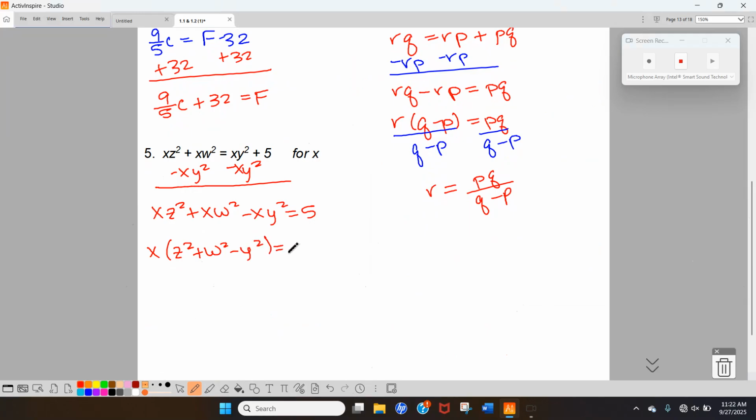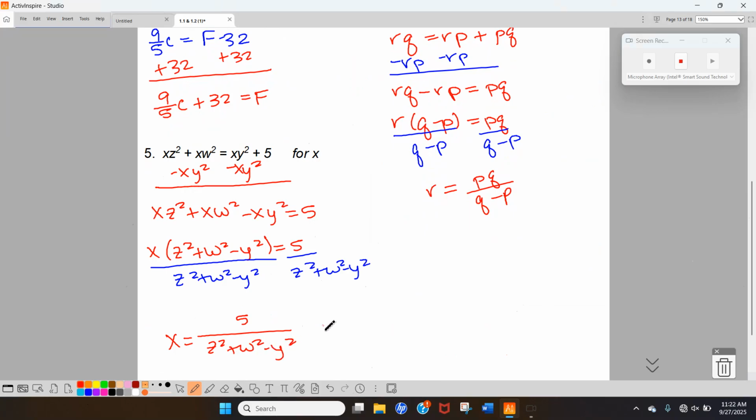And then you can divide by that parenthesis, the z squared plus w squared minus y squared, on both sides. So we end up with x is equal to 5 over z squared plus w squared minus y squared. All right, so that is the formula part.